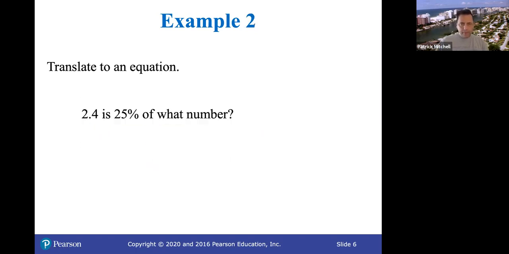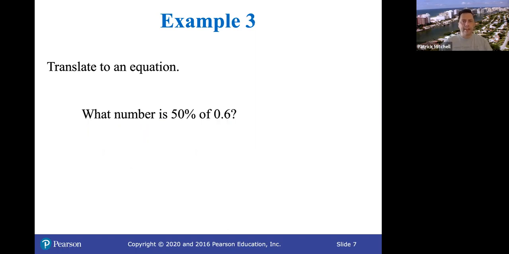Next example, translate 2 4/10 is 25% of what number? So you see a lot of those same keywords. Is turns into equals, 25% is 25%, of is times, and what number turns into the variable. So sometimes it's just the word what, sometimes it's what number, any version of that.